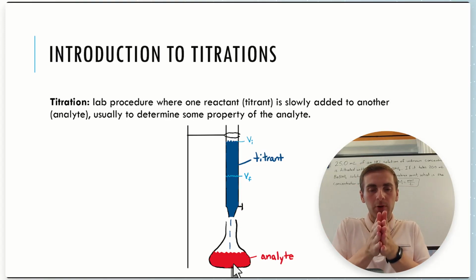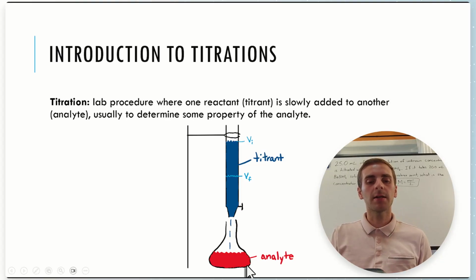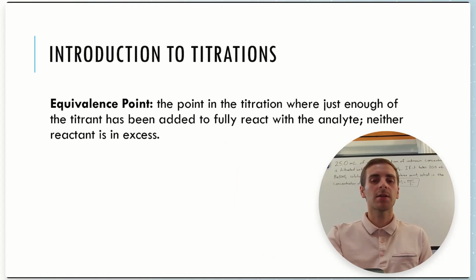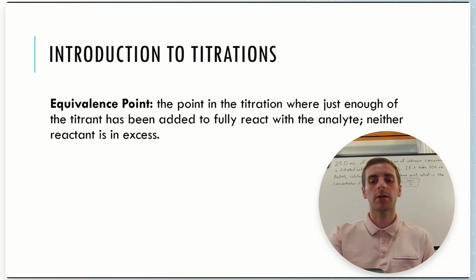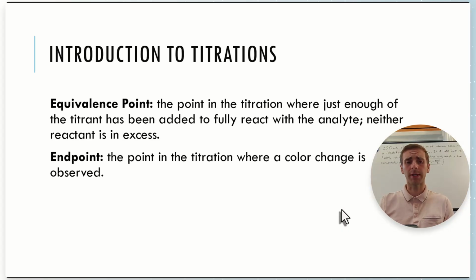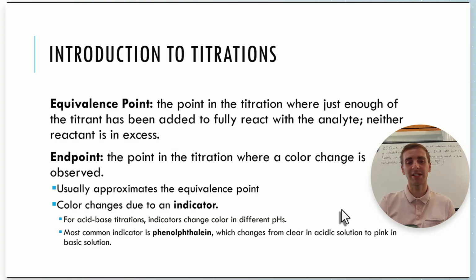So the equivalence point is that perfect point where we've added just enough titrant to react with all of the analyte, but we haven't added any excess titrant beyond that point yet. And this is generally the key point that we're going to use in titrations to do stoichiometry calculations. Now the end point is usually meant to approximate the equivalence point, but by definition, they're not necessarily the same thing. The endpoint is usually where we observe a color change, and the color change is due to the use of what's called an indicator.